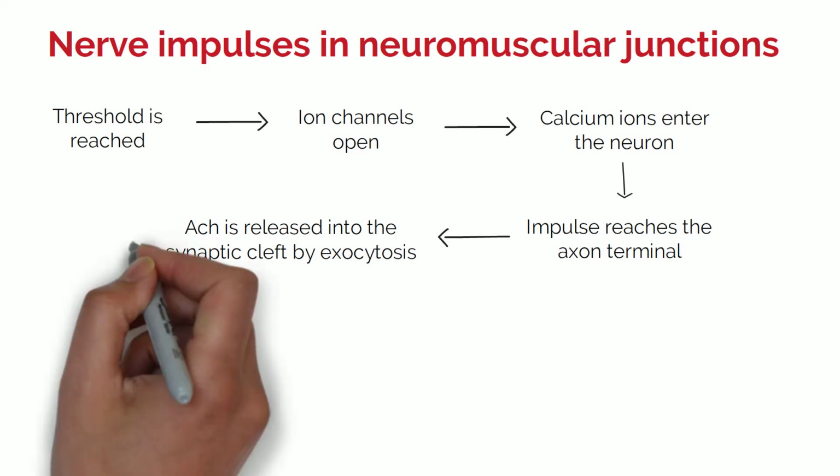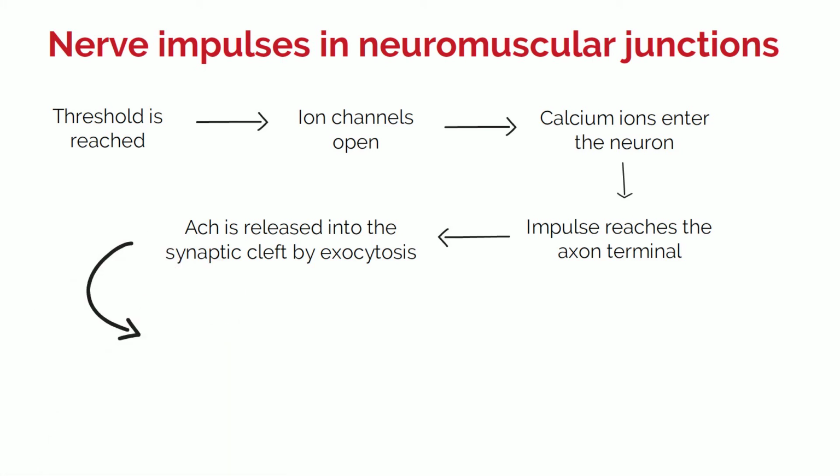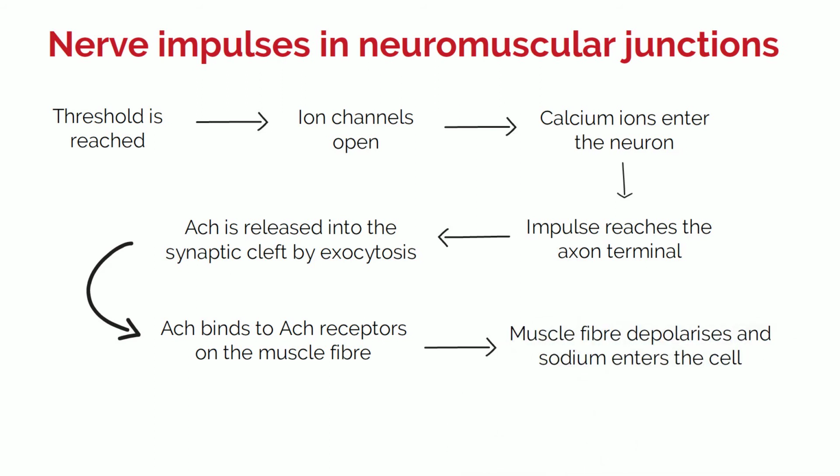When this neurotransmitter is released into the cleft, it then binds to special ACH receptors on the cell membrane of the muscle fiber. This then causes the muscle fiber to depolarize, just like a neuron does, opening up ion channels and allowing sodium to enter the cell, which in turn causes that muscle to contract. And this is what happens every time you contract a muscle.